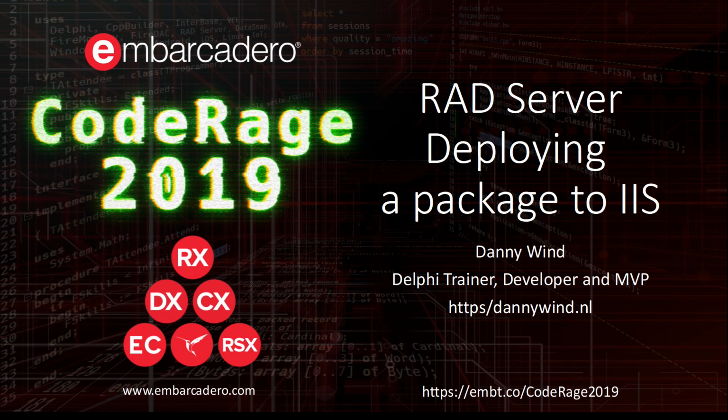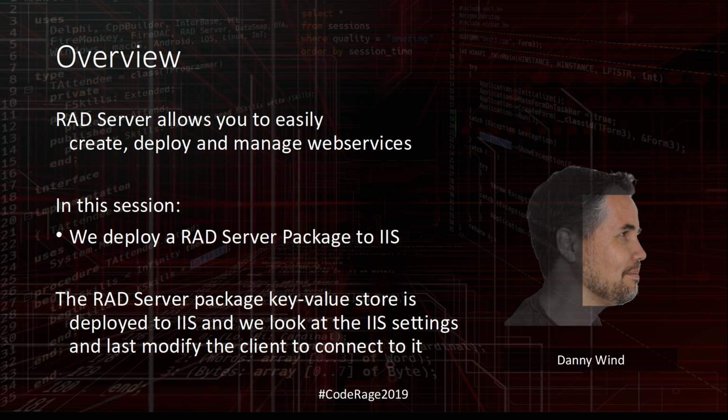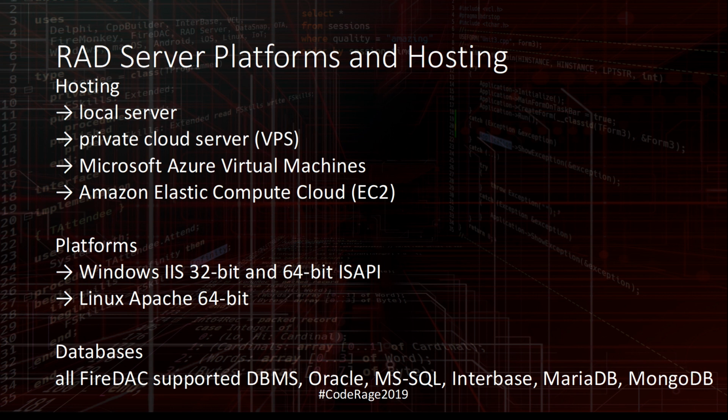Hi, welcome to this session on RAD Server: Deploying a Package to IIS. My name is Danny Wind, and in this session I'll show you how to deploy a RAD Server package to IIS. We'll use the key value storage server that we created earlier in a previous session. The platforms supported are Windows IIS 32-bit and 64-bit ISAPI and Linux Apache 64-bit modules. In this session we'll only cover the ISAPI bit.